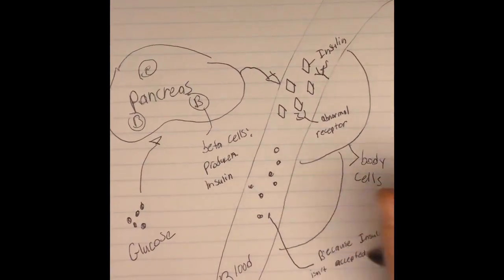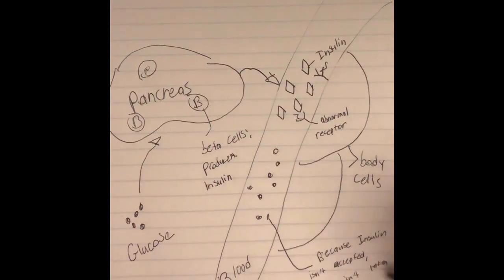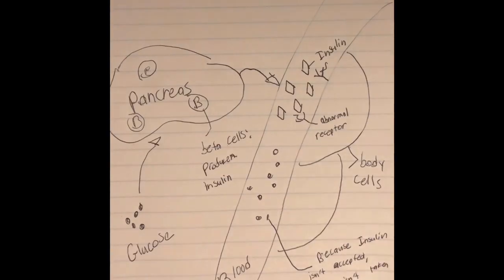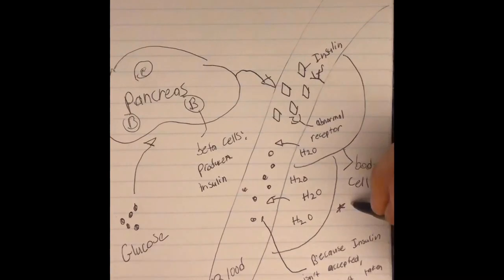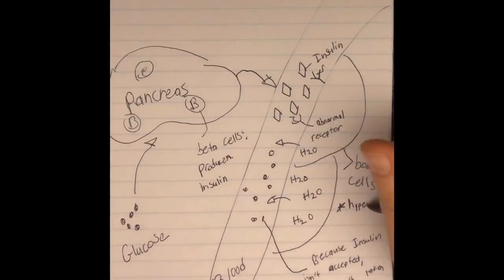Hyperosmolarity is when water that would otherwise be stored in other tissues and cells moves into the bloodstream due to a high amount of glucose just sitting in the blood. This happens because both water and glucose are polar, which means that they're attracted to each other.